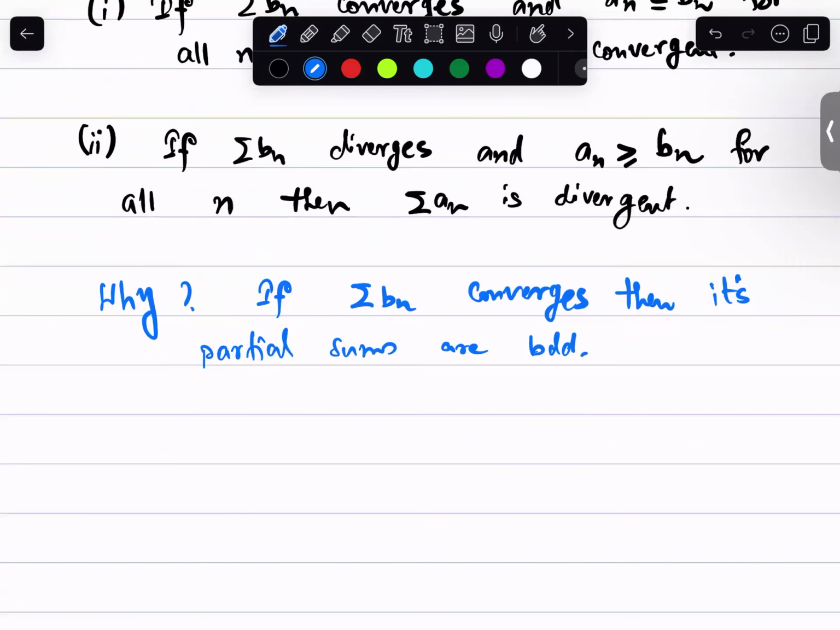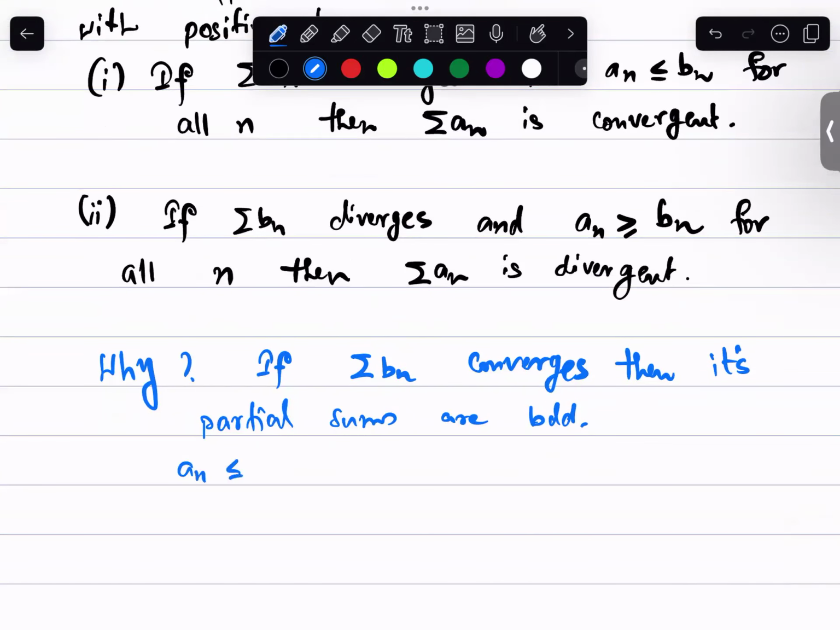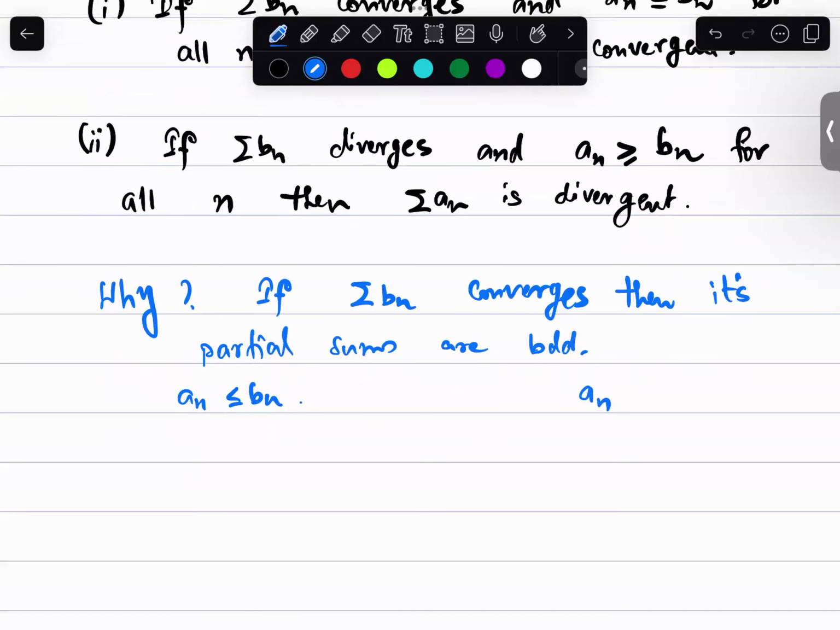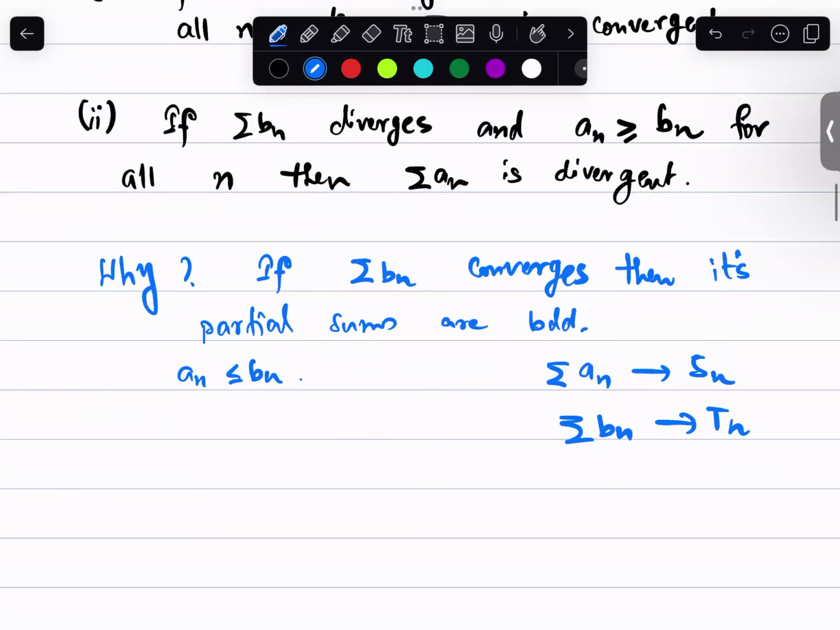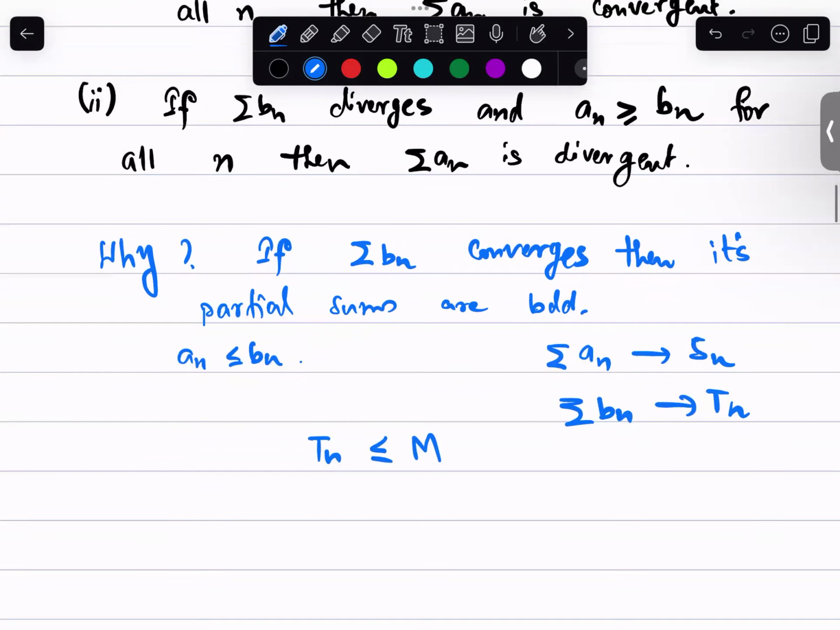Because that's the if and only if condition for convergence of a series. Now, if also I have an less than or equal to bn, say my partial sums sequence for the series summation an is Sn, and for the series bn is Tn. Now as bn converges, therefore Tn is obviously bounded, say bounded by M, right?